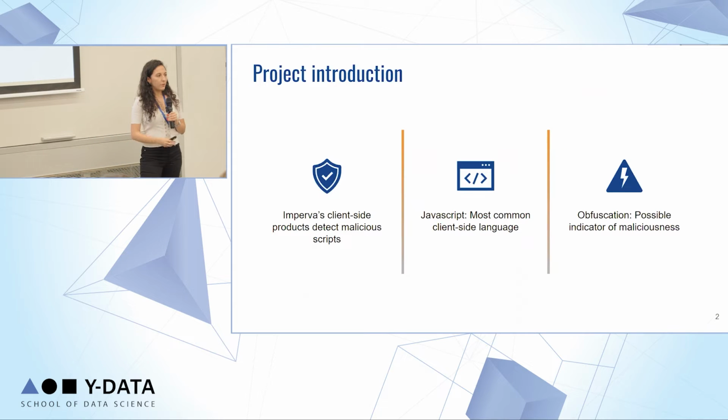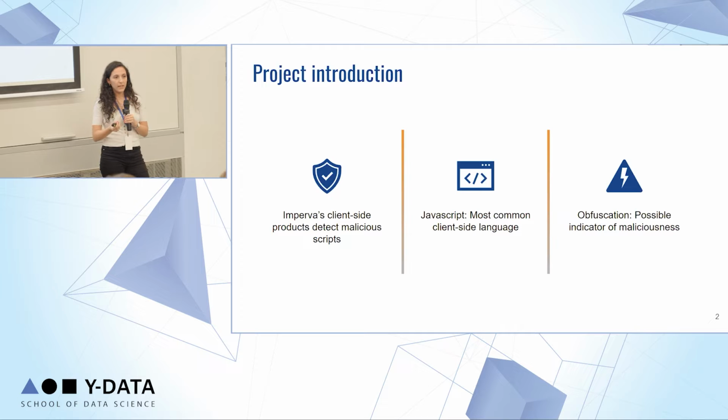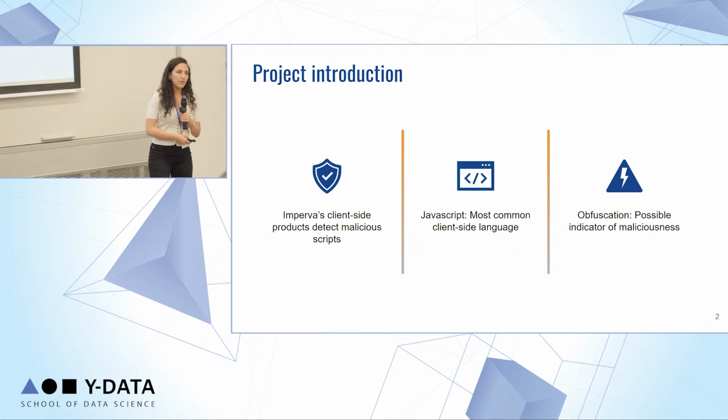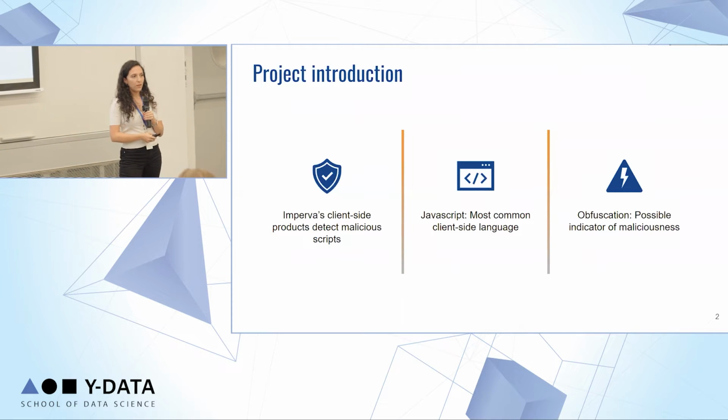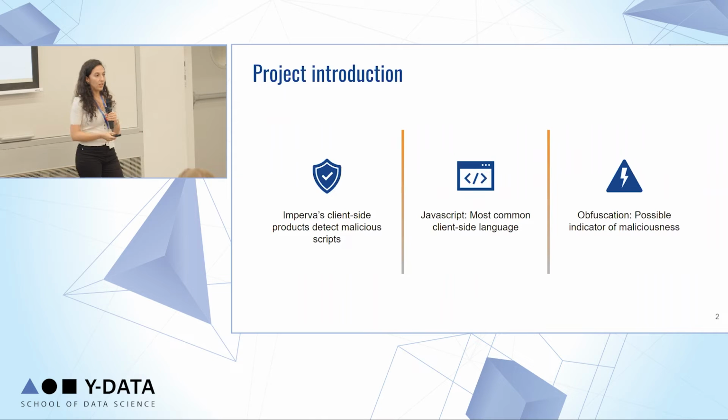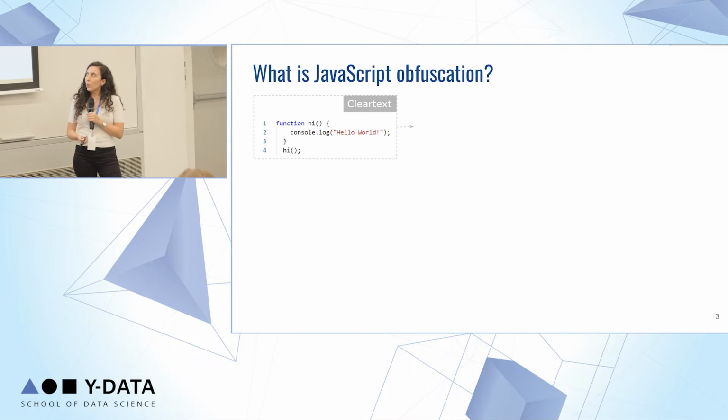So IMPERVA is a cybersecurity company, and one of their main softwares protects websites by detecting dangerous scripts. Most websites on the client side are programmed in a language called JavaScript, and JavaScript can be sensitive to a phenomenon called obfuscation, which can show us that the script can be potentially dangerous. So what is JavaScript obfuscation?